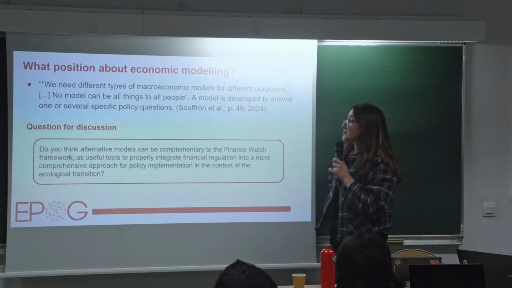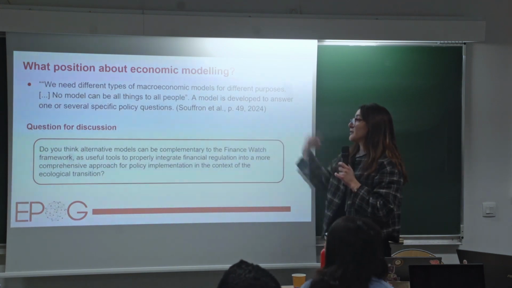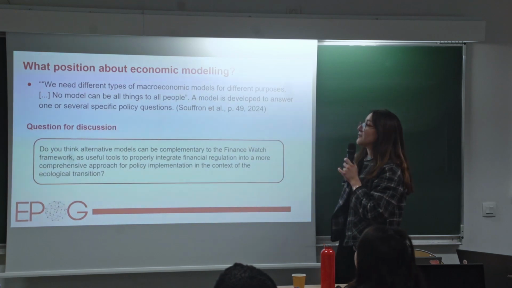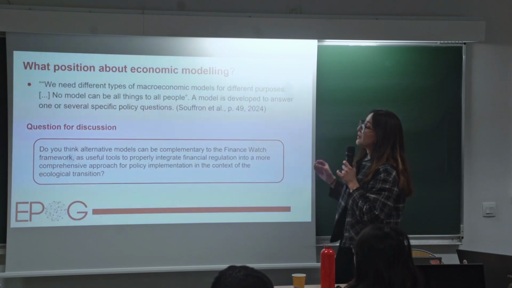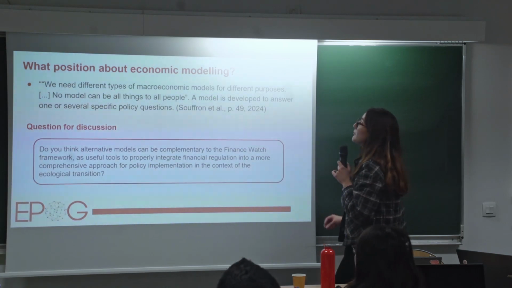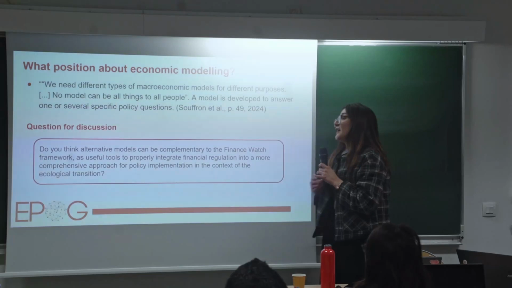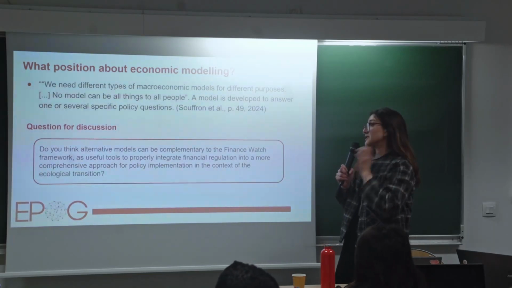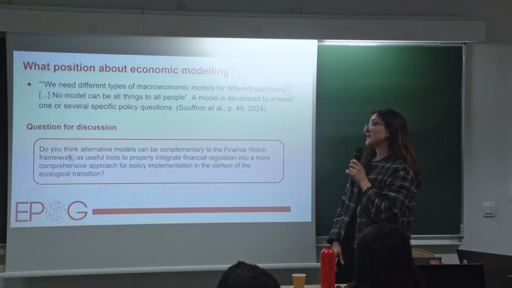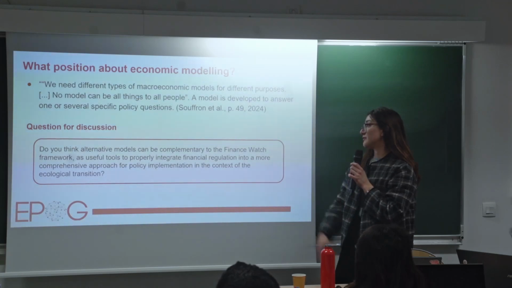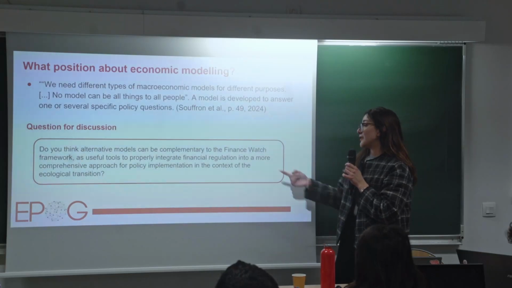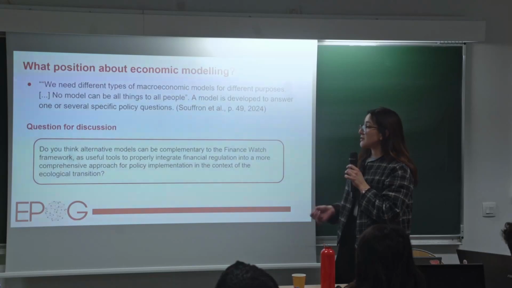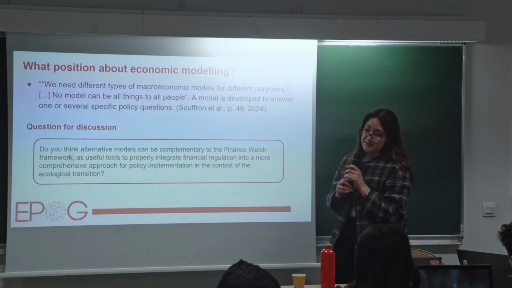And I would like to finish with this phrase, also taken from the contribution of Sufron. We need different types of macroeconomic models for different purposes, and no model can be all things to all people. Basically, models can answer different questions, and in this sense, my question for the discussion is: do you think alternative models can complement the Finance Watch framework as useful tools to properly integrate financial regulation into a more comprehensive approach for policy implementation in the context of the ecological transition?